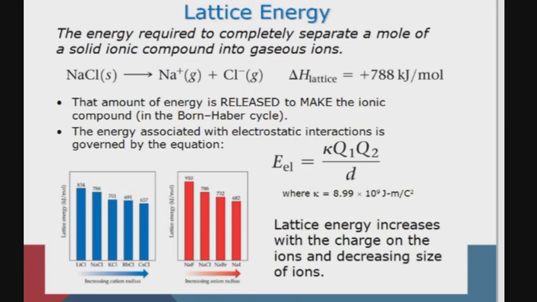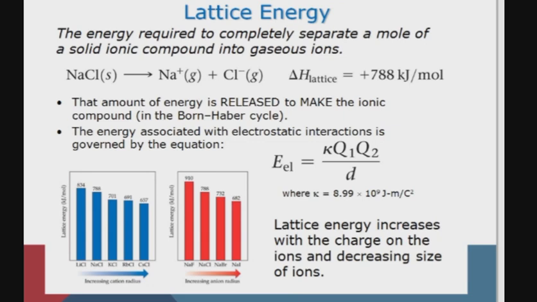Lattice energy. The energy required to completely separate a mole of a solid ionic compound into gaseous ions. Sample, NaCl(s) → Na+(g) + Cl-(g). So ΔH lattice equals +788 kJ/mole. The amount of energy is released to make the ionic compound in the Born-Haber cycle.